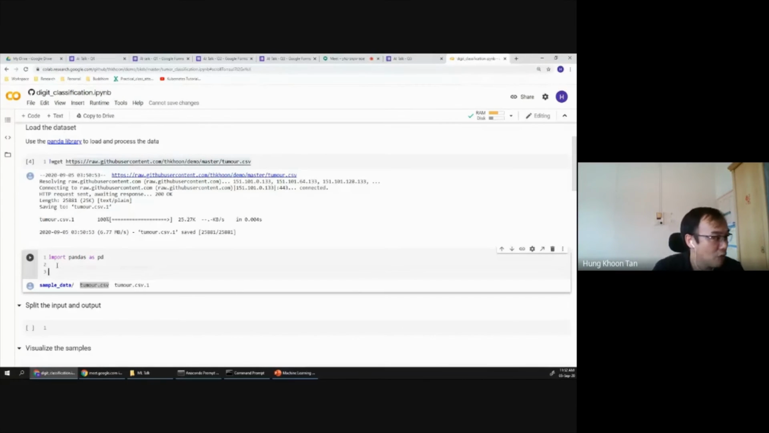So here I will import pandas as pd. pd here is just the name of this library, and I will read the CSV file. So I read tumor.csv and I'll load that as data.